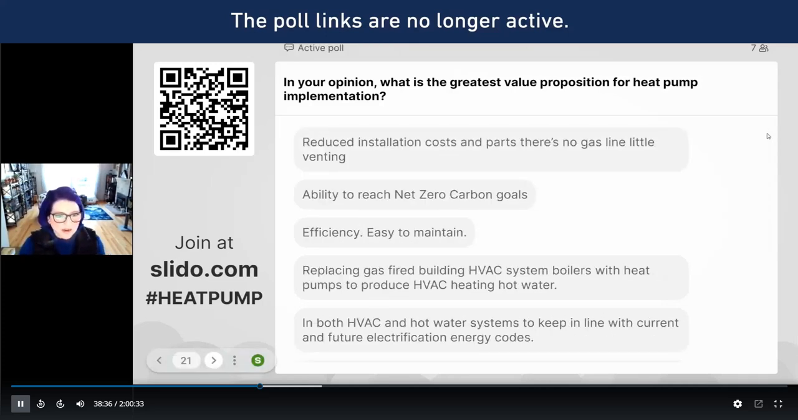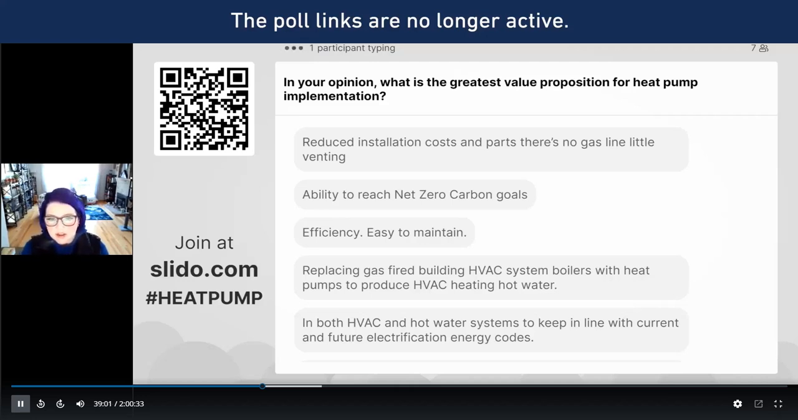These are looking amazing. Reducing installation costs and parts. Yeah, there's no gas line. You don't have to worry about that anymore, which is a great sell. BTW for parents, for adults and children who have respiratory issues on top of that, guess what? There's no gas in your house. So that's awesome. It saves money and it saves the space.